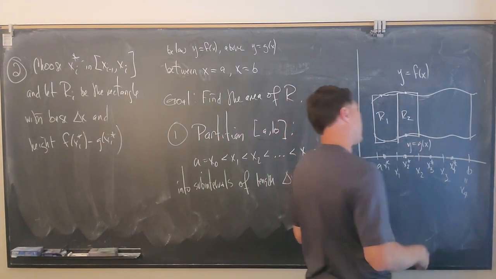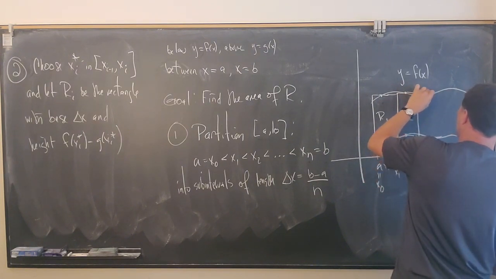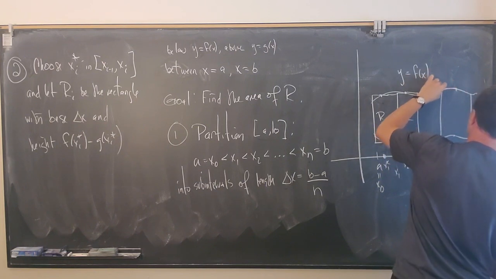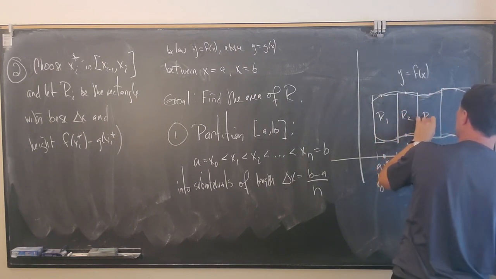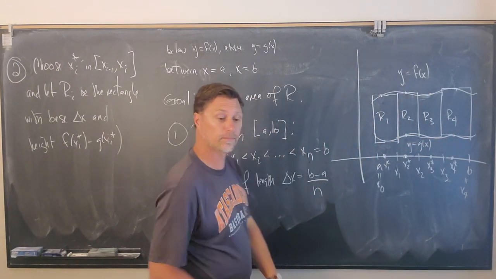And then we're going to do this for each of the xi stars. Go up, hit the graph. That's going to determine the height of a rectangle. Go up, make a rectangle, go up, make a rectangle, so there's R3, and there's R4. In this case, we have 4 rectangles.